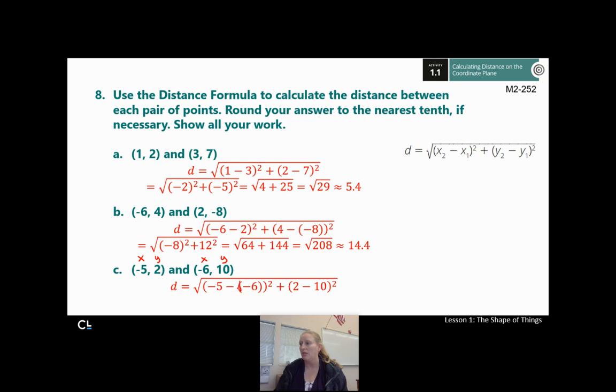Well, the double negative here becomes a positive. So negative 5 plus 6 is actually a 1. 2 minus 10 is a negative 8. And then it's not so bad. 1 squared is 1. Negative 8 squared is a positive 64. And of course, 1 plus 64 is 65. And last but not least, I'm going to grab my calculator to help me out with this one because it's also not a perfect square. So if I round to the nearest tenth, I get about 8.1.